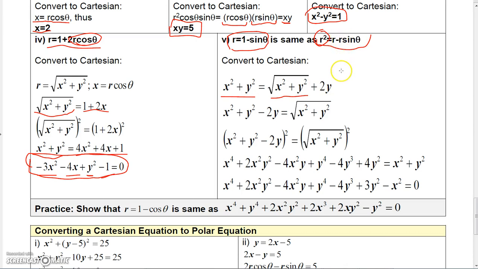So I actually have minus, let's see, something's off there. Give me a second. Okay, I got it corrected now. So this should be r equals 1 plus 2 sine theta.